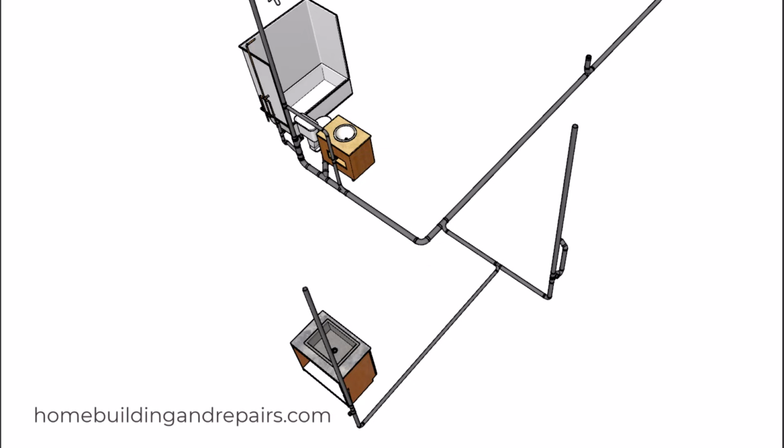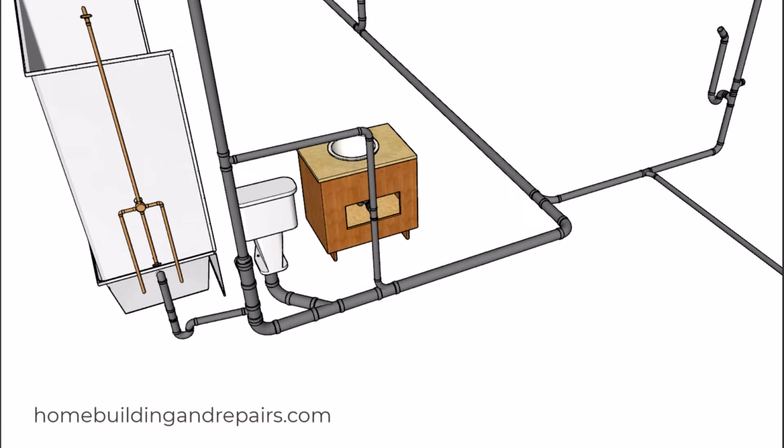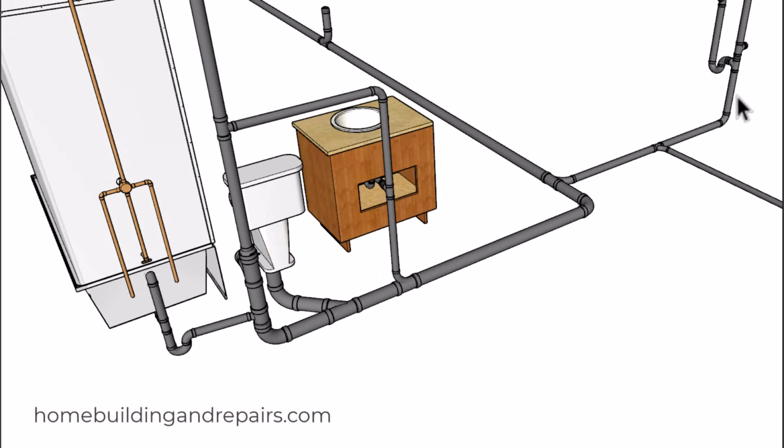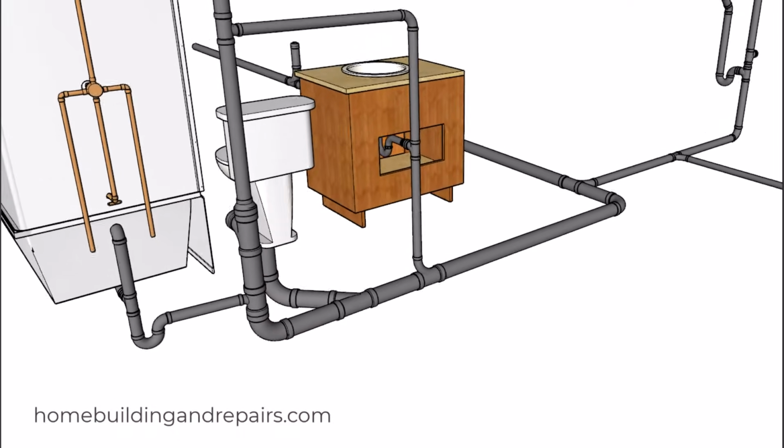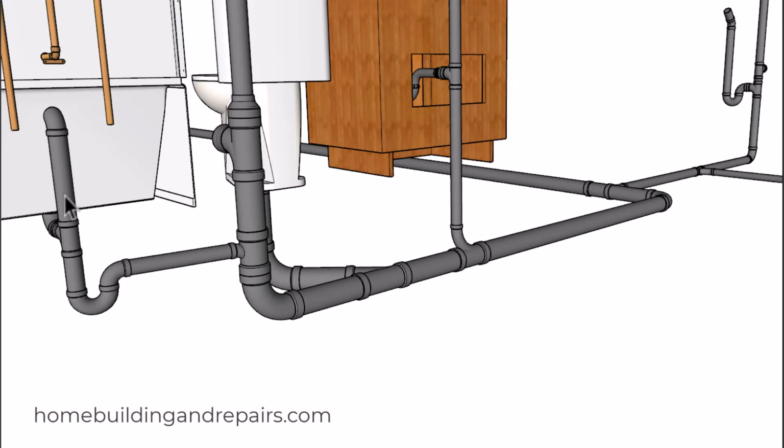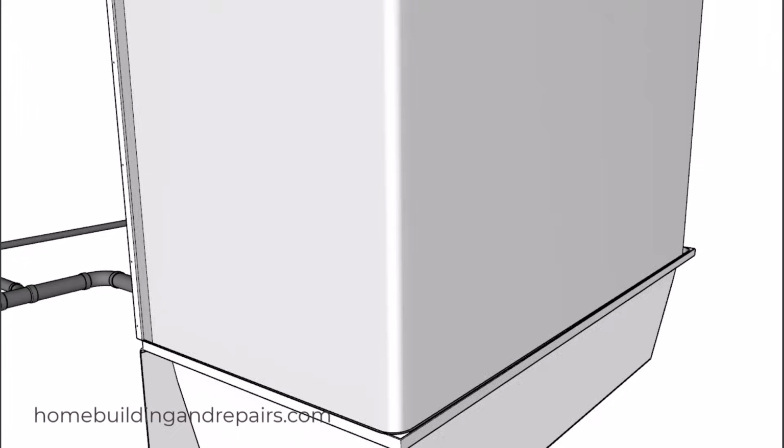And of course, I do have a clean out at each end of the pipes. Clean out here, clean out here, and a clean out for the kitchen sink. And you can see here where the bathtub is connecting in to this fitting here so that I can share the vent with the toilet. And hopefully that makes sense.